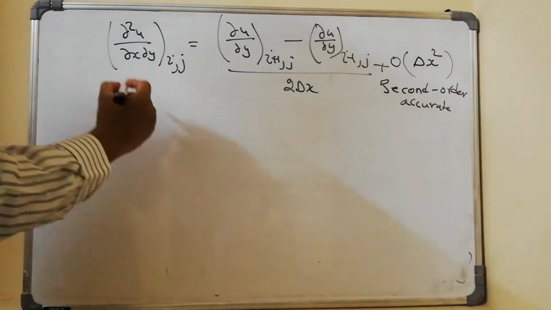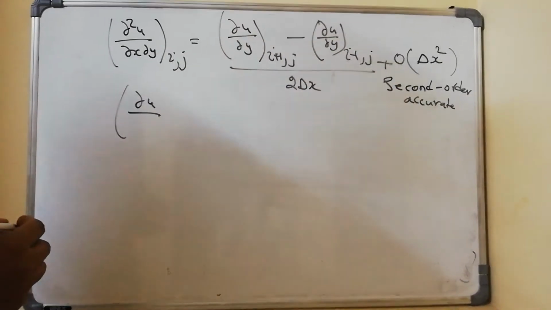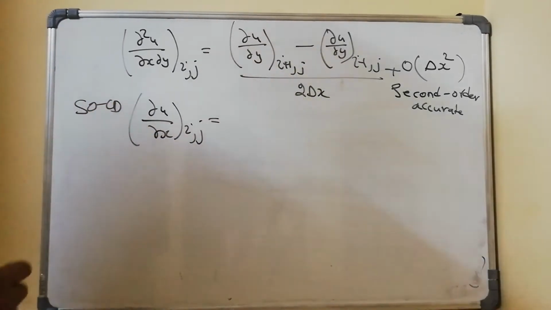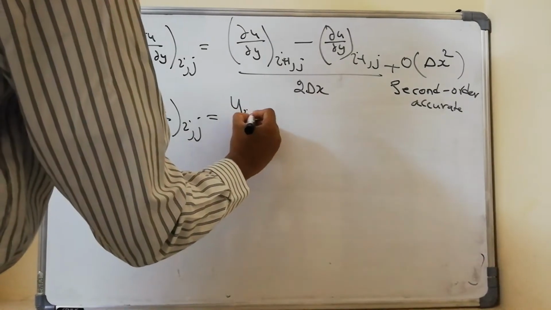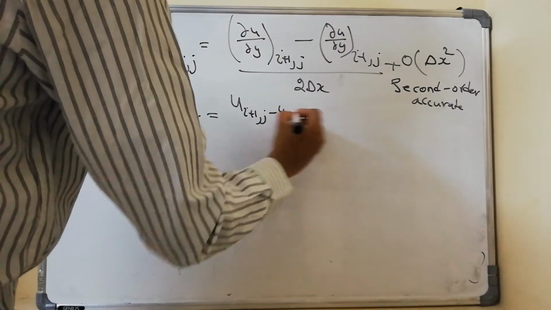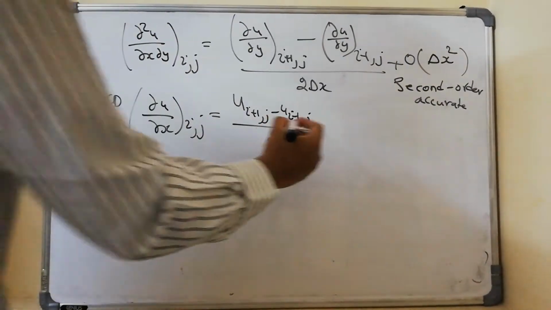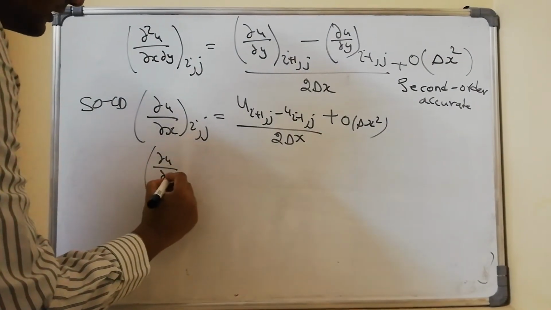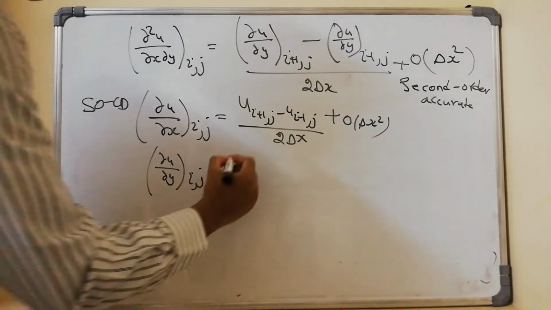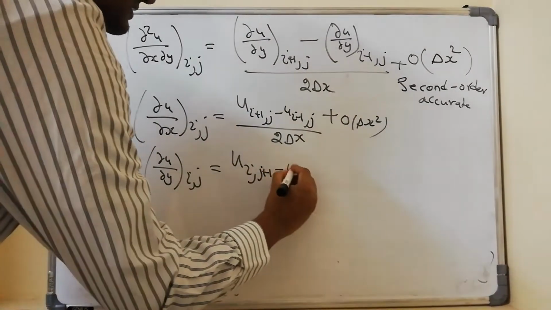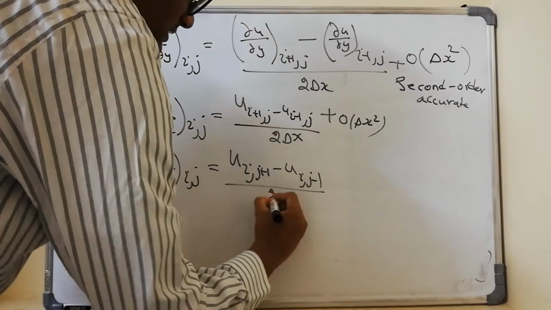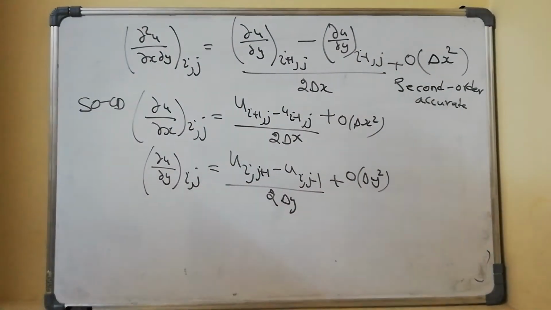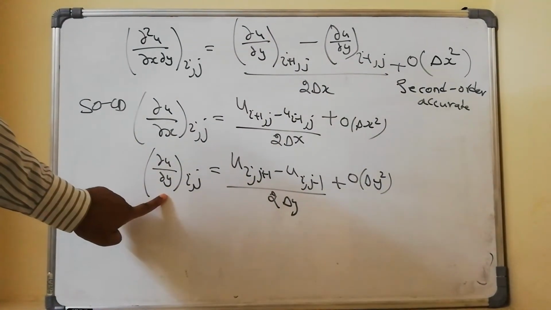We know that ∂u/∂x at (i, j), from second order central difference, I have (u(i+1, j) minus u(i-1, j)) by 2 times delta x. This is a second order scheme. I can write the same equation in y. ∂u/∂y at (i, j) is (u(i, j+1) minus u(i, j-1)) by twice delta y, and its order is dependent on delta y. So I have this term.